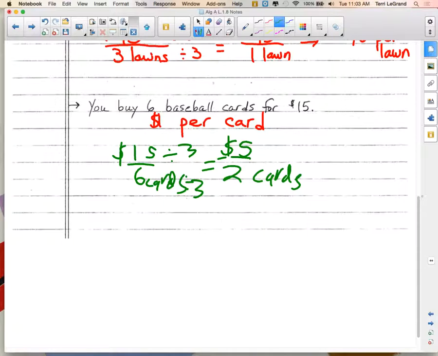I got two, you have to divide those top and bottom by two. So what's $5 divided by two? $2.50. Yeah.